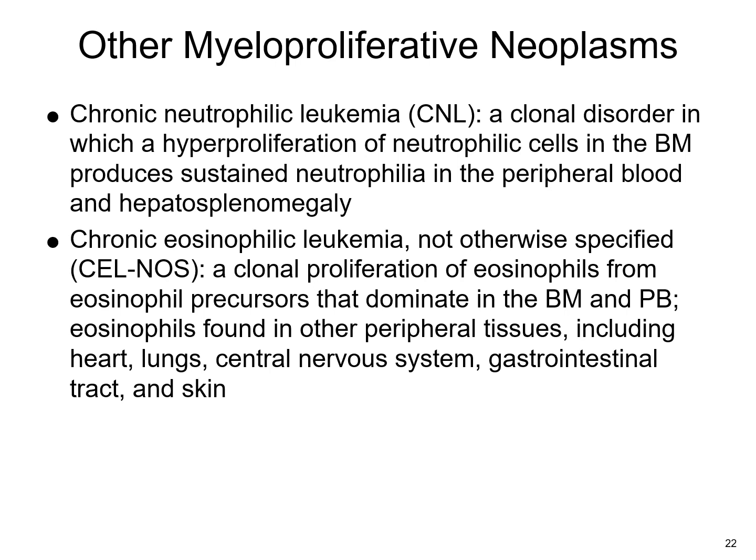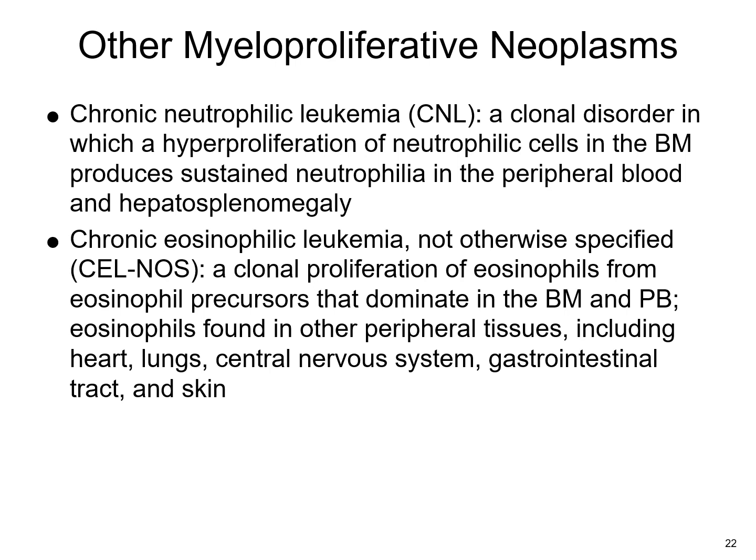Some of the other myeloproliferative neoplasms that I just want you aware of, you don't really have to know a lot of detail about them, include chronic neutrophilic leukemia. So this is a clonal disorder in which there is a hyperproliferation of the neutrophilic cells in the bone marrow that produces sustained neutrophilia in the peripheral blood and hepatosplenomegaly. So you're going to see a really high increase in that actual neutrophil count.